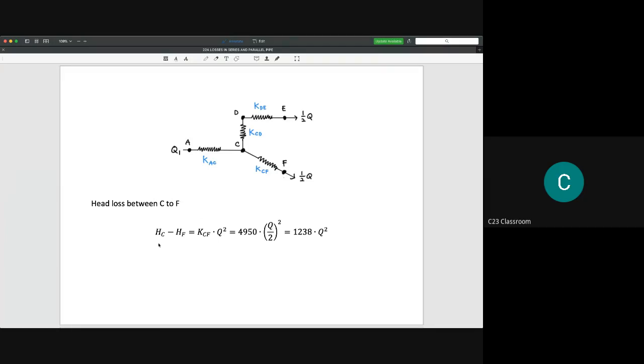So for example, we have the equation of head loss C minus F is equal to KCF Q square. And we could calculate the equation for losses for KCF. So it is equal to 4,950 times Q over 2, squared, because the flow rate here is Q over 2. And please make sure that you square this value Q over 2. All of this is actually squared by the power of 2.